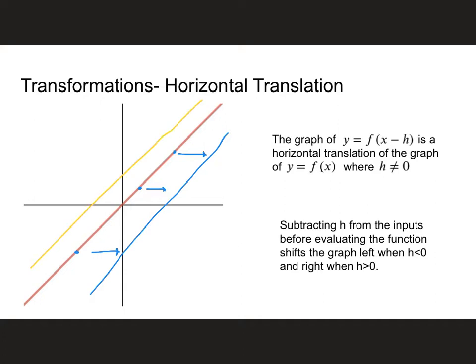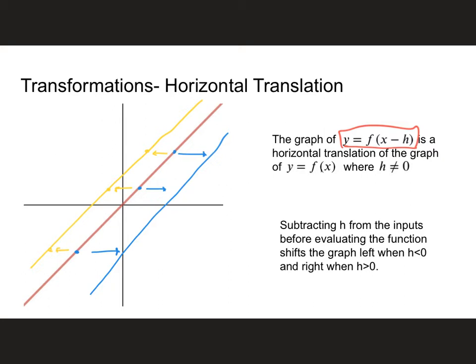So again, we can take any one of those points and move it to the left horizontally. And what that does is give us the same y value, but a different x value when we move the graph. So you'll see the format of what that may look like up here in the box. The graph of y equals, we read that as f of x minus h, is a horizontal translation of the graph of y equals f of x, where h cannot equal 0. We'll get to what all that means shortly.